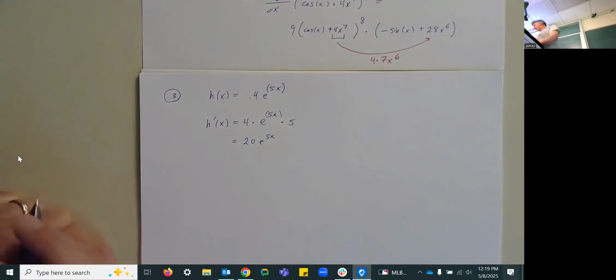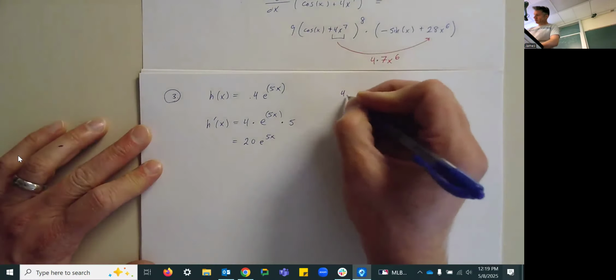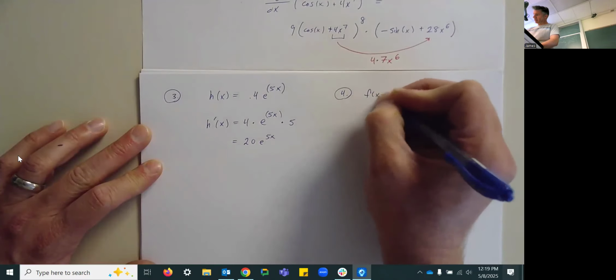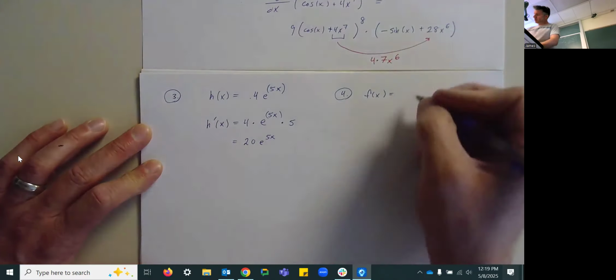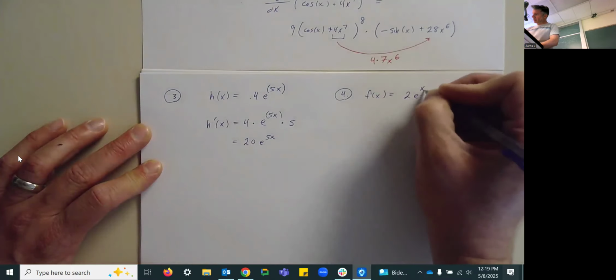Why don't you all try this one? f of x is equal to 2e to the x cubed plus x.